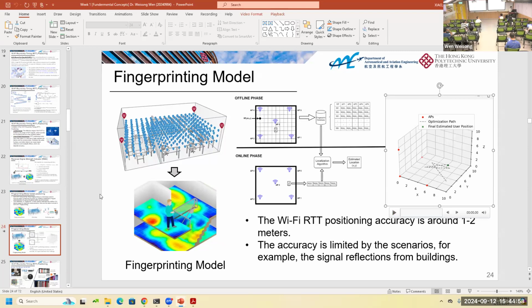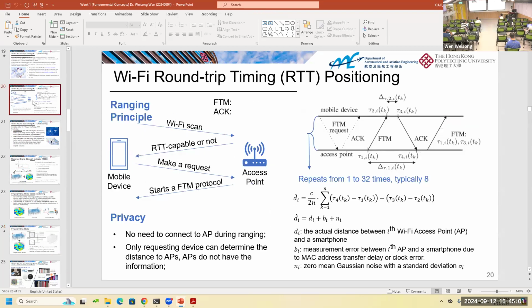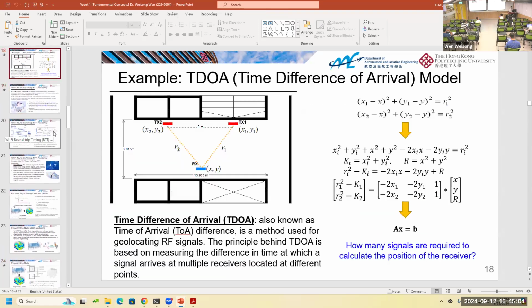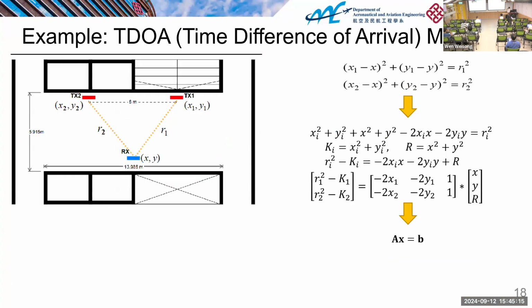So for example, go back to the equations. Maybe this one is easier to understand. TX2 and TX1, from the left side, are the locations of the routers, represented by X2, Y2 and X1, Y1. And the range, the yellow dashed line, R1 and R2, is the distance between the user and the routers. So this is also known.